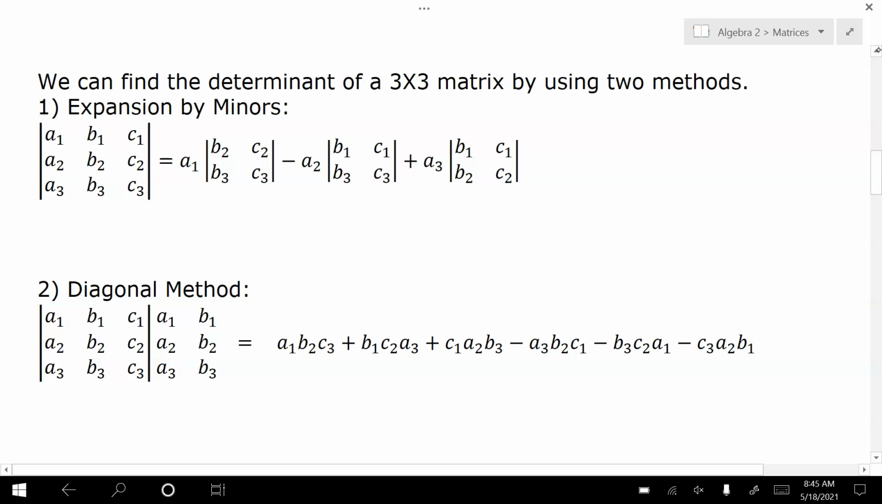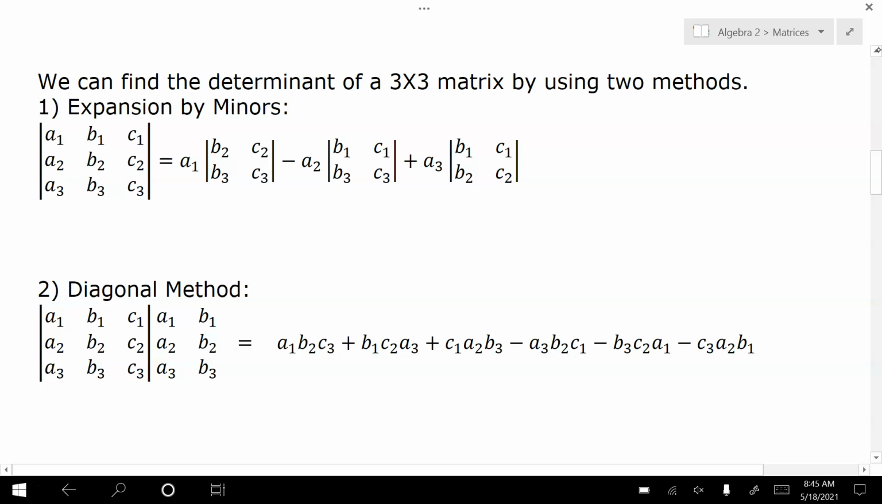For determinants on 3 by 3 matrices, there's one method that's called expansion by minors, and there's another one called the diagonal method. I'm going to show you how to do both so that you're familiar with both. If you're given the option to choose, you can choose whichever method you like better. Some kids like the minors method better, and some like the diagonal method better.